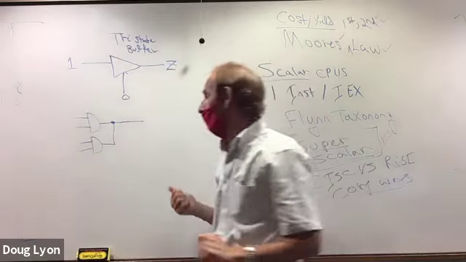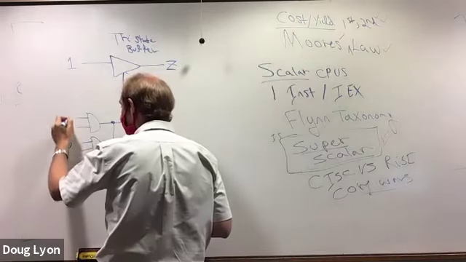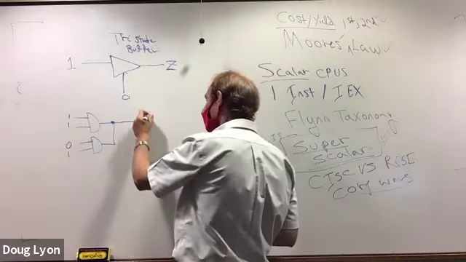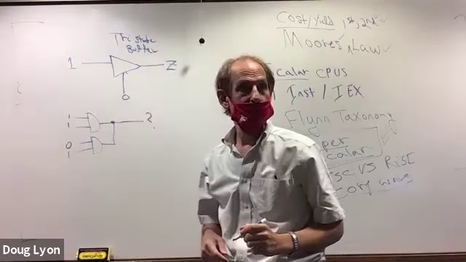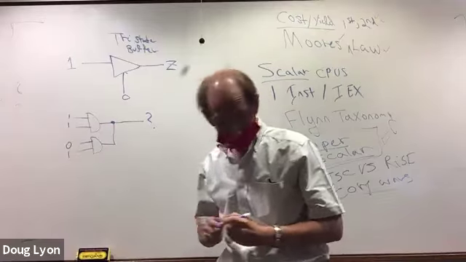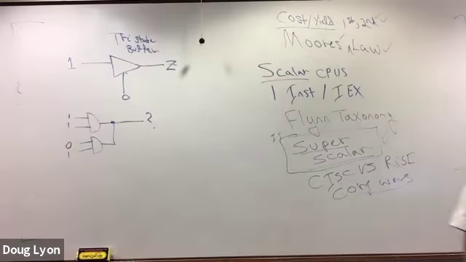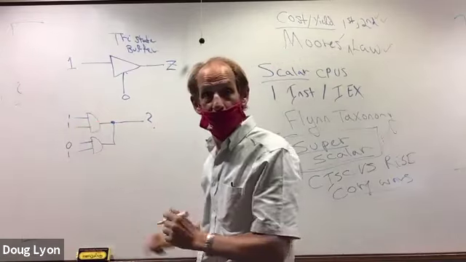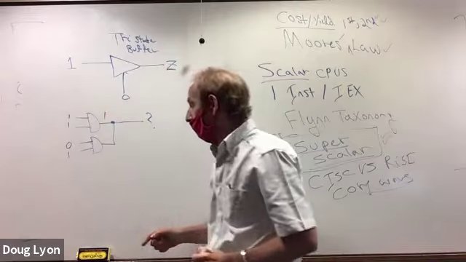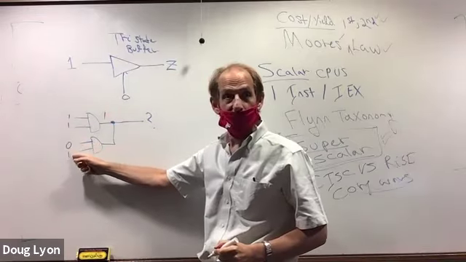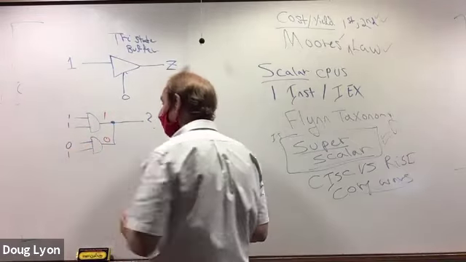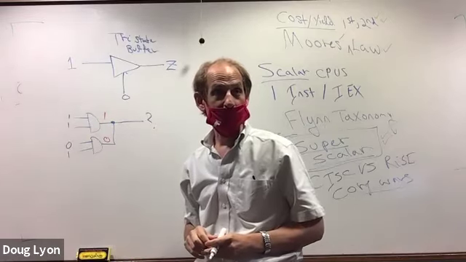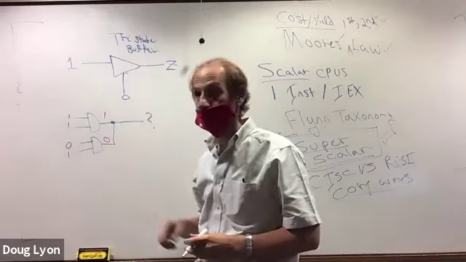Something bad will happen. Suppose you input 0 and 1, and then 1 and 1. What's the output here? Well, let's think about this. The output of the AND gate, when the input is 1 and 1, the output should be 1. The output of the AND gate, when the input is 0 and 1, should be 0. 1 has a voltage equivalent of 5 volts. 0 has a voltage equivalent of ground.